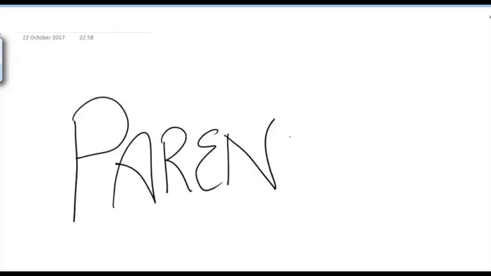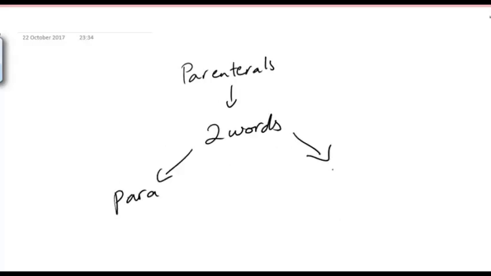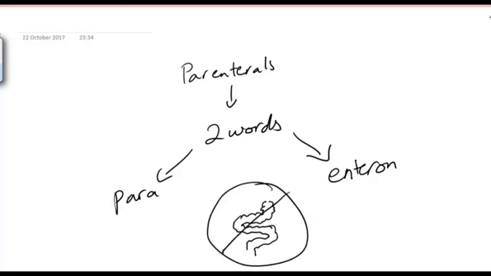Today, the topic we're going to do is going to be parenterals, and it's only going to be the introduction of parenterals because I don't want to make a very long video on parenterals. First, the word parenterals is composed of about two words: para and enteron. That means anything besides the intestine.